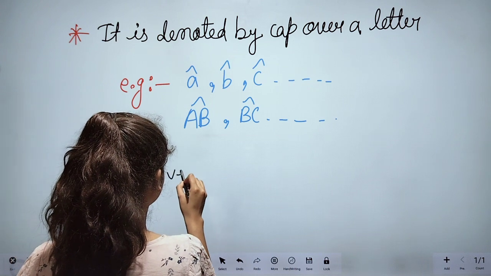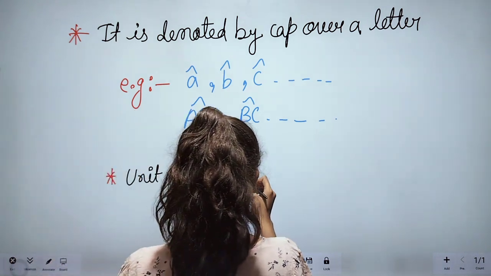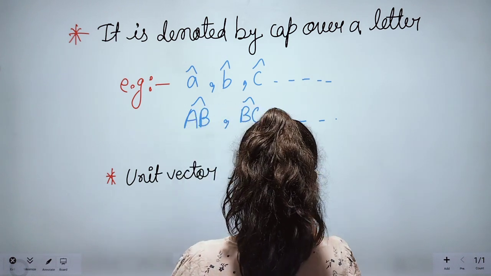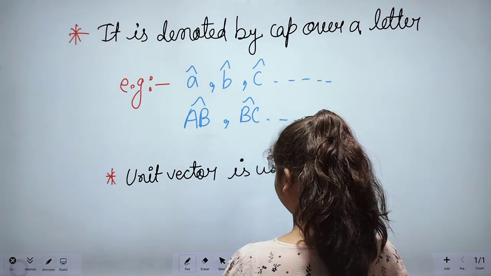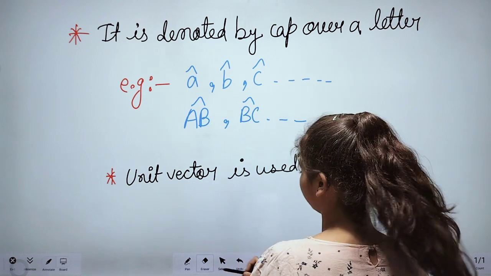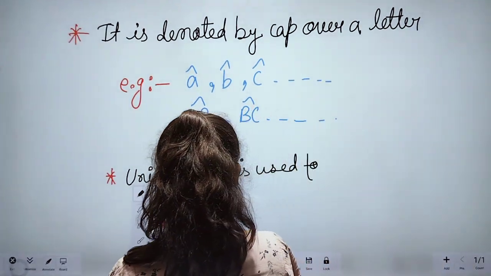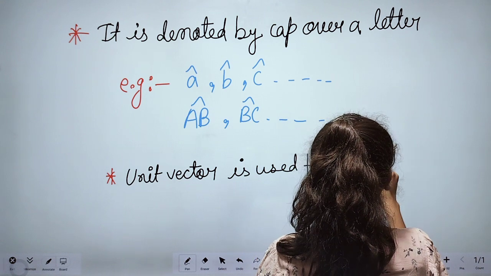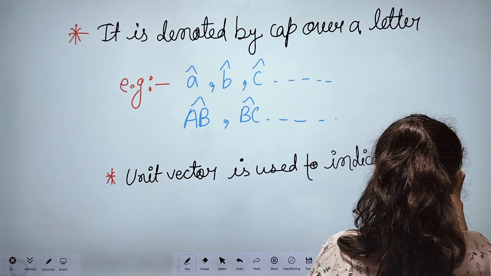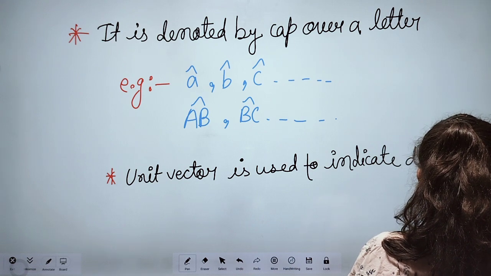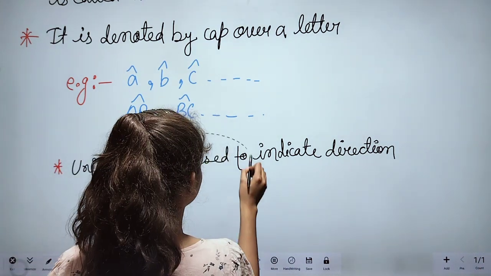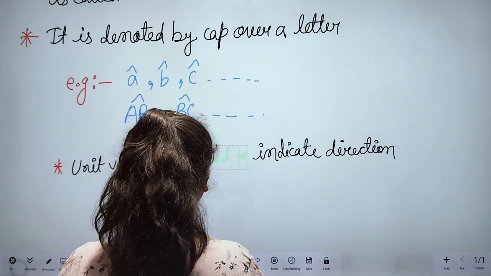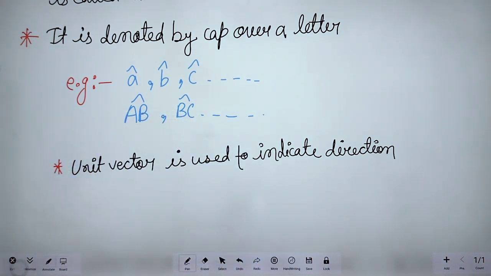Our next point is that a unit vector is used to indicate direction. Okay, it is used to indicate what? Direction. It is used to indicate direction.